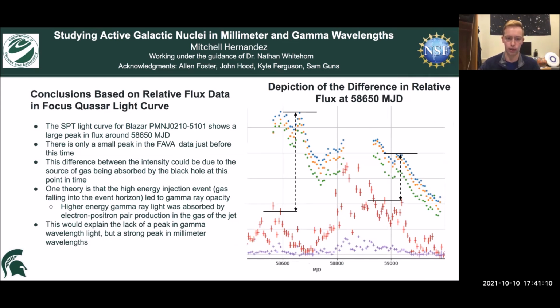One theory is that the high energy injection event, when gas fell into the event horizon, could have led to a gamma ray opacity, where this high energy gamma ray light was absorbed by electron-positron pair production inside the gas of the jet. And this could explain the lack of a peak in gamma wavelength light, but a very strong peak in millimeter. And then along with that, there's another explanation that says the gas is actually cooling and the peak emission is just moving from gamma to millimeter, in which case this dip in luminosity from baseline would just be a coincidence.